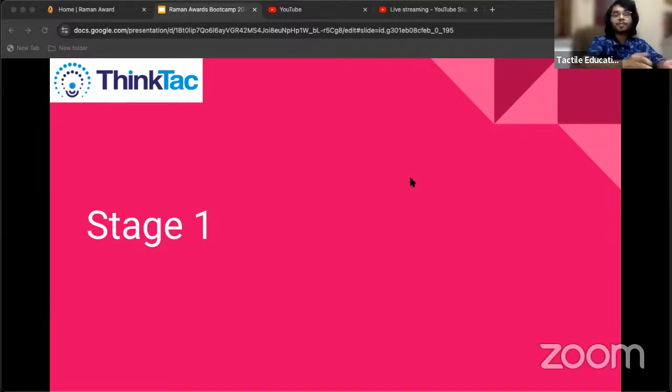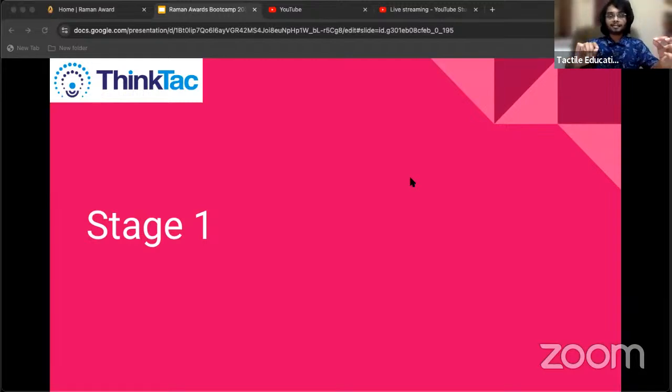So let's say you complete all of the requirements of stage 1. You move on to stage 2. Now, stage 2 also has an interesting caveat. If your school has nominated you for the Raman Awards, that is, they have decided that you can directly go on to stage 2, then you do not have to do stage 1. You will directly participate in stage 2. But if you have not been nominated by your school, then you'll have to go through stage 1.